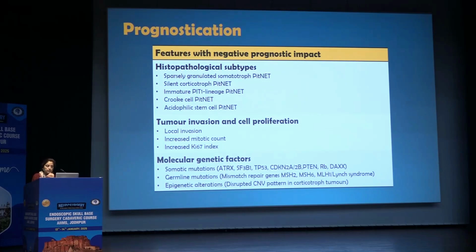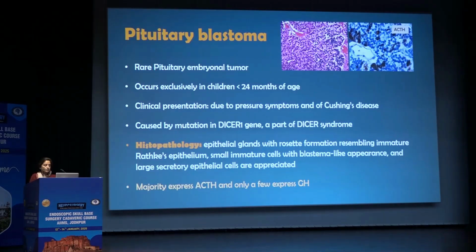How to prognosticate? There are some features that indicate a negative prognostic impact. For example, out of many, these five: the sparsely granulated somatotroph, silent corticotroph, immature PIT1 lineage, Crooke cell, and the acidophilic stem cell PitNETs have a poor prognosis. Tumor invasion and cell proliferation, of course, have a poor prognosis. And certain somatic mutations, as listed here, germline mutations and epigenetic alterations are associated with poor prognosis.